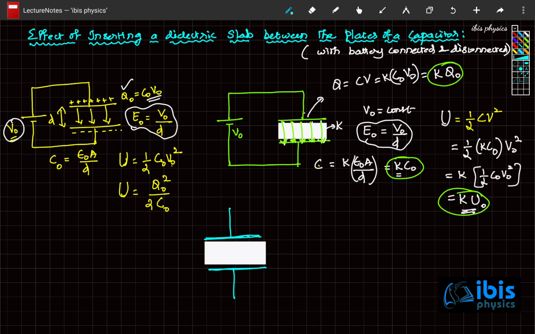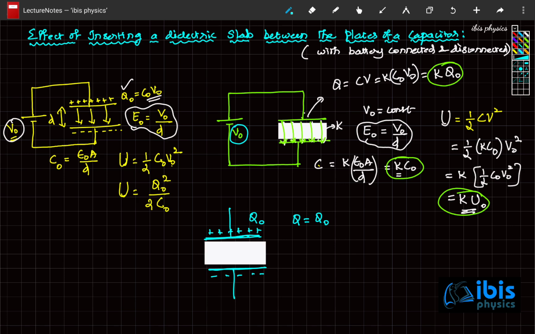Since this is disconnected from the battery, no additional charge will enter, no additional charge will leave. Hence whatever was the original charge Q naught, the same Q naught will stay. So without disconnecting the battery, V naught remains constant. After disconnecting it, Q naught is constant. So the new charge is equal to the original, initial charge. What about the other things?